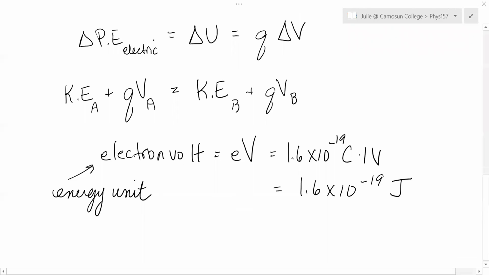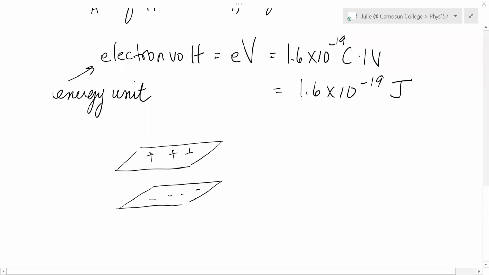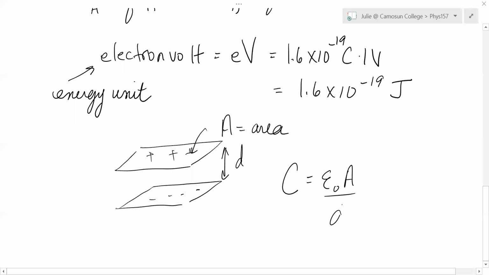Okay, and then you will have a few questions where you're dealing with a parallel plate capacitor. So the same situation here. Now the capacitor doesn't have to be charged to be a capacitor. So if the distance between the plates is D and the area of the plates is A, then this parallel plate capacitor has a capacitance equal to epsilon naught A over D. So that's capacitance. And like I said, it doesn't matter whether the capacitor is charged or not.